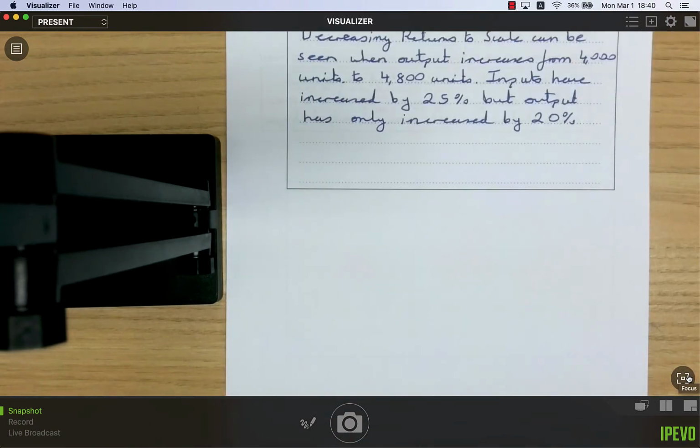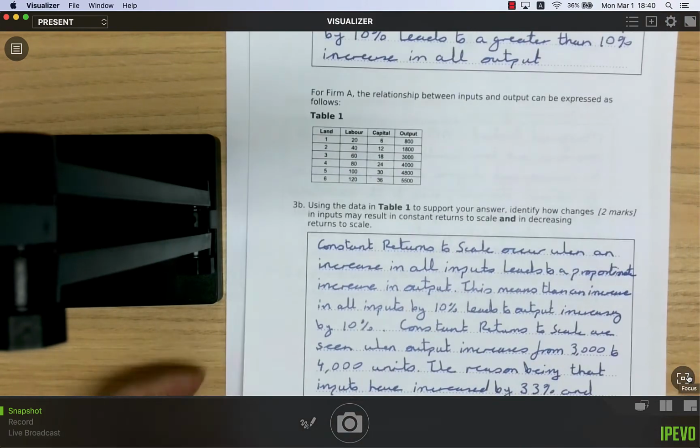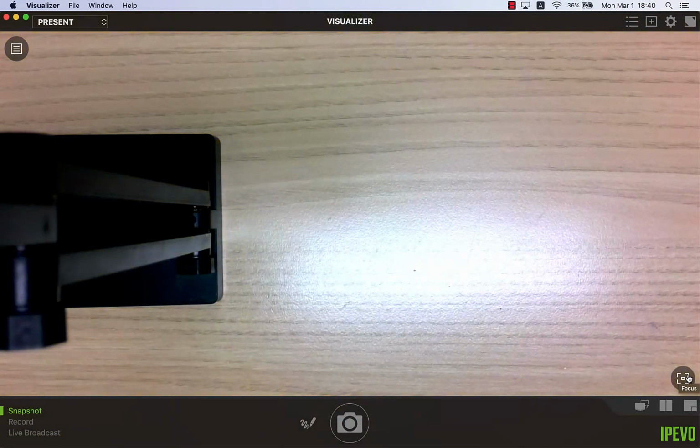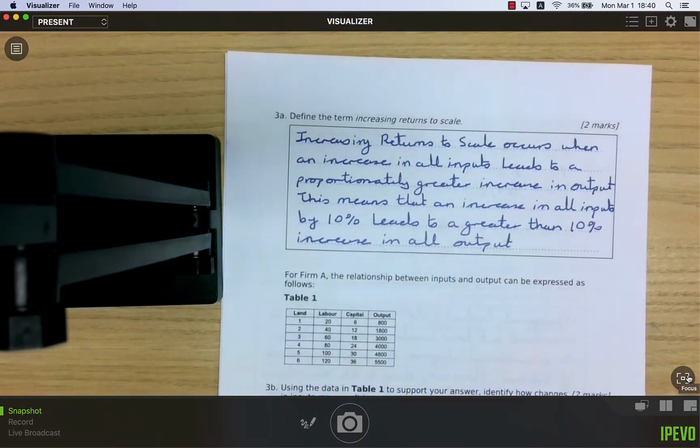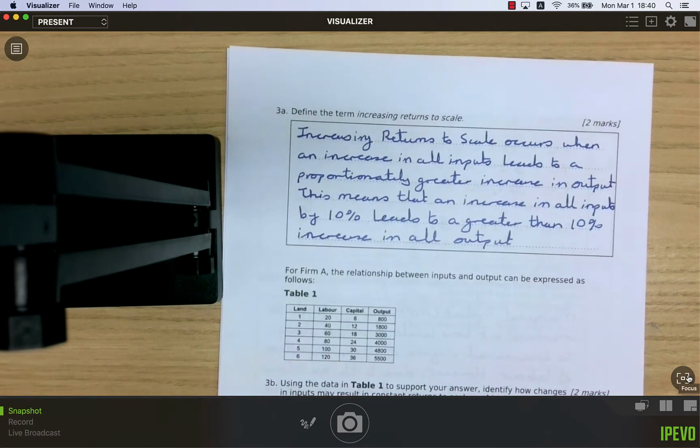2E, we're on to 3A now. Sometimes I give a bit of extra definition and stuff like that. 3A is not really an example, but 3B certainly is. So define the term increasing returns to scale. So what does increasing returns to scale mean?